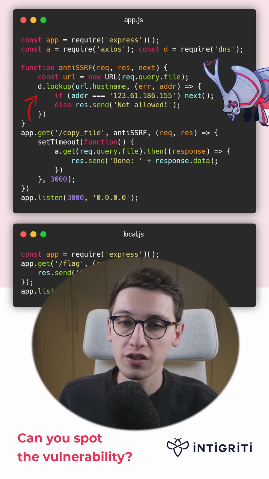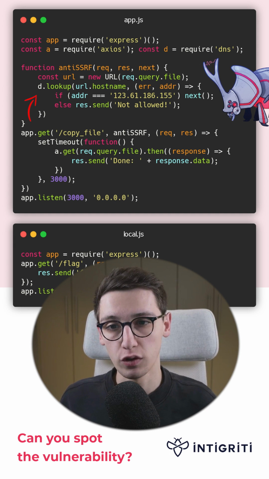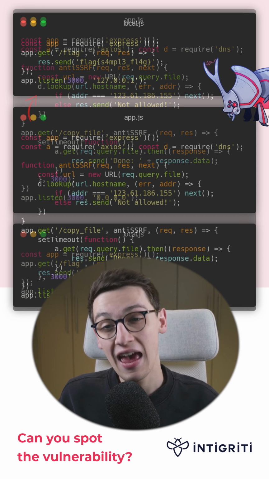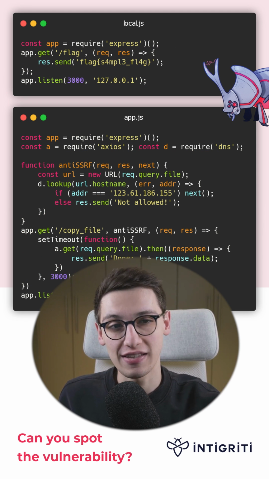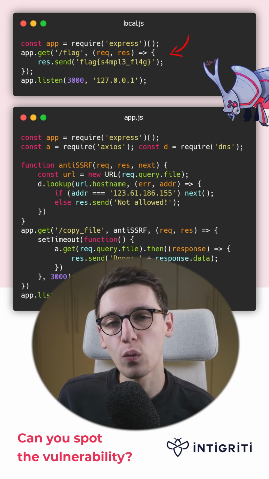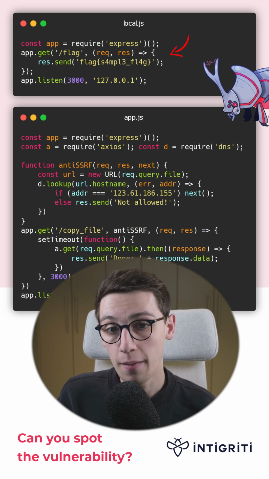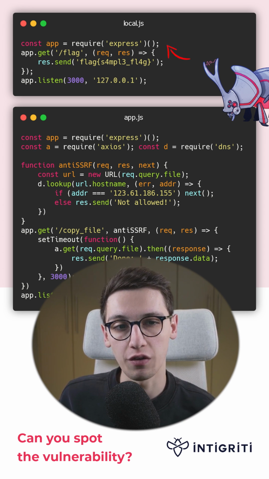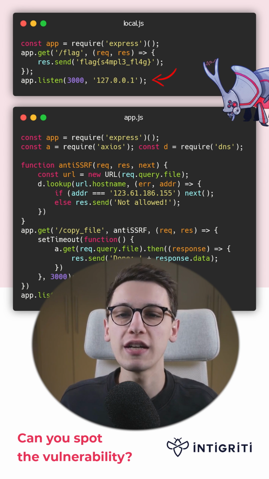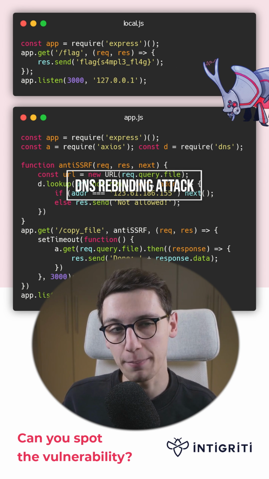Why is it important? Well, to make SSRF impactful, we want to, for example, make requests to the localhost. And that is exactly where our second Express application comes into play. As you can see, this simple web server hosts a flag, but the server is only open on localhost, so we can't access it directly. But this server is vulnerable to a DNS rebinding attack.